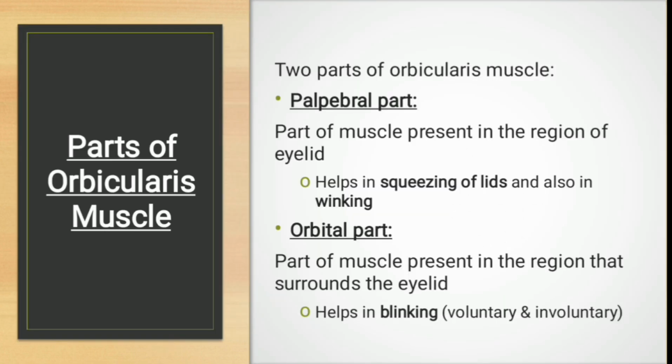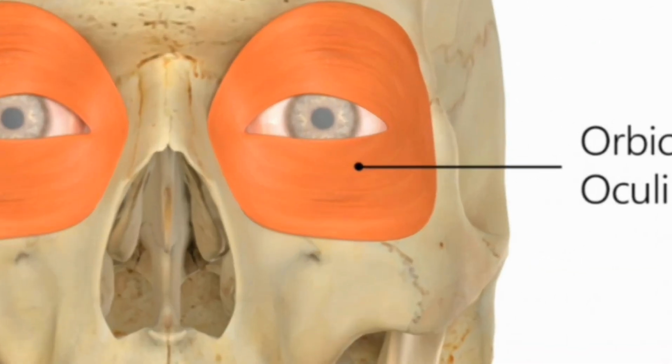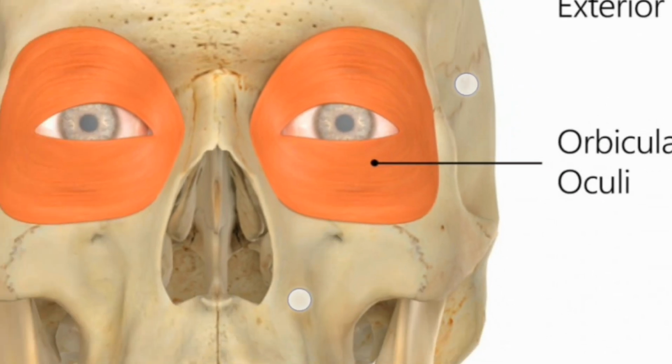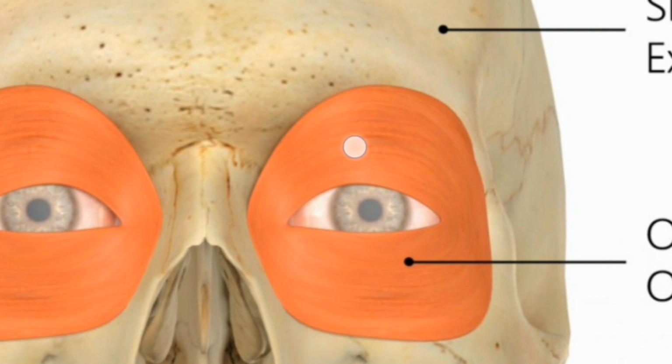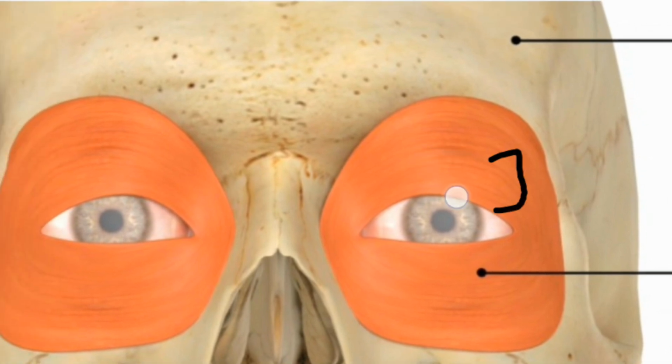Okay, so this muscle has two parts. One is the palpebral part, while the other one is the orbital part. The part of the muscle which lies under the eyelid is the palpebral part of the orbicularis muscle, and the part of the muscle that surrounds the eyelid region is the orbital part. So over here I want you all to notice that it is not only surrounding this eyelid region. Basically this is the eyelid region, from here to here.